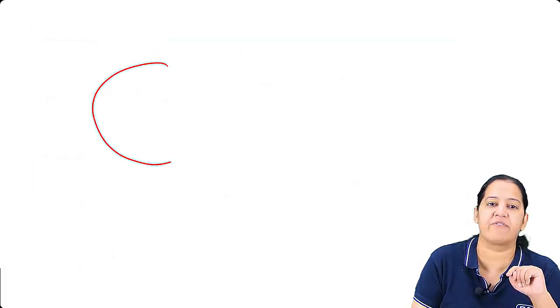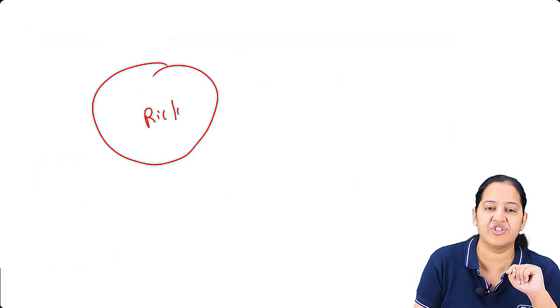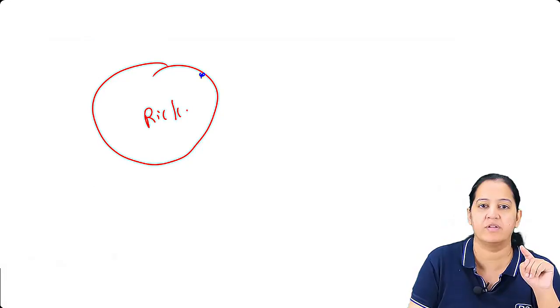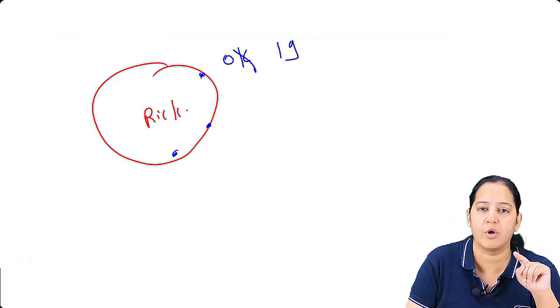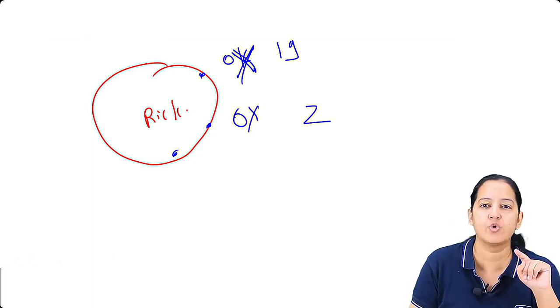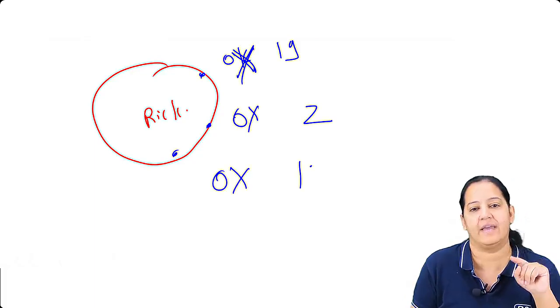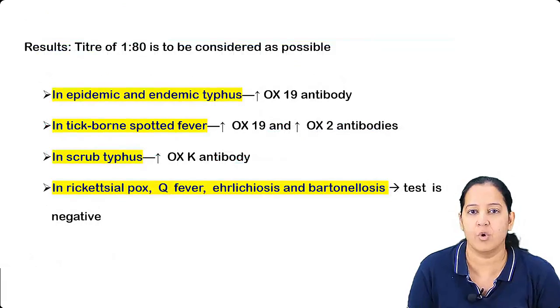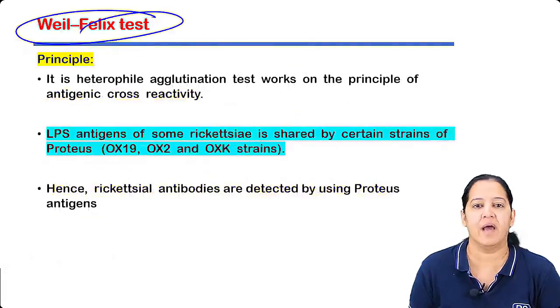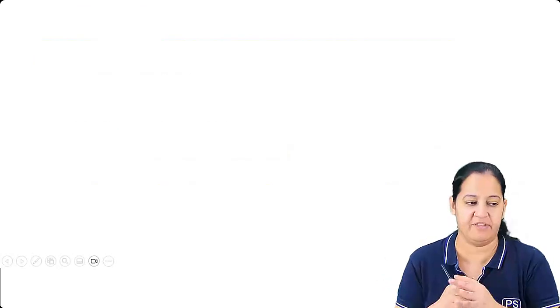This is a diagram of Rickettsia bacteria. On the Rickettsia, 3 antigens are present. What are the 3 antigens? OX19, OX2, and OXK. Okay? Which one is present in which bacteria, I will tell you. So please make the table with me, or I will give you separate time.